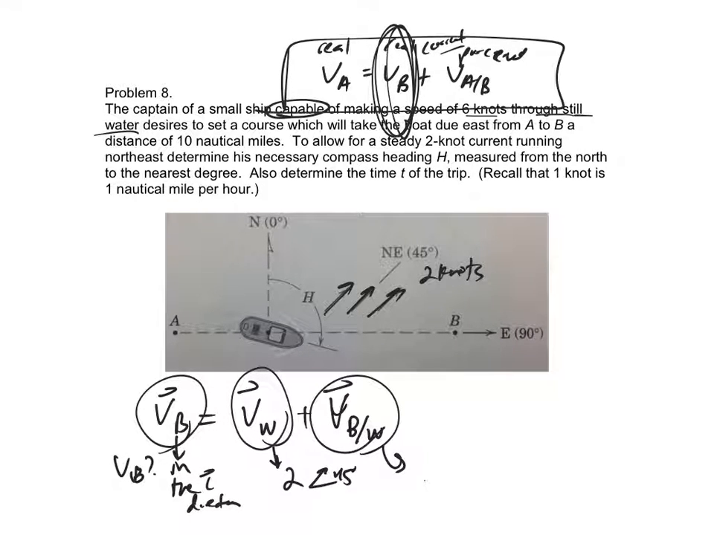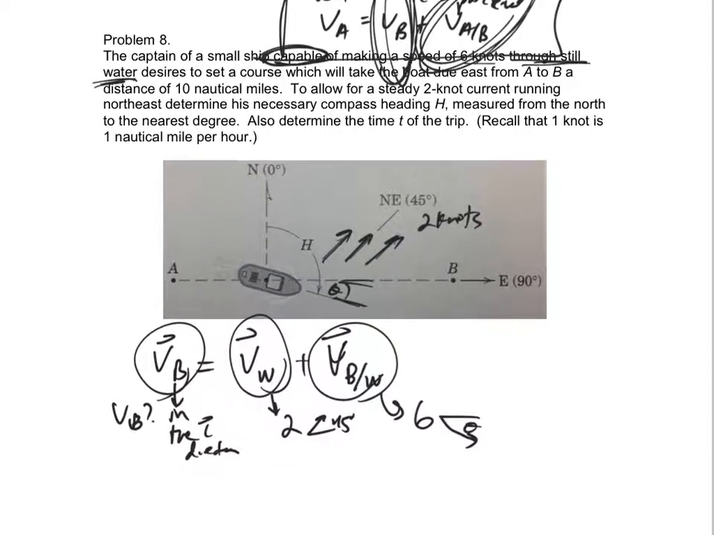V boat with respect to water. Going back up to a ship capable of making a speed of 6 knots through still water, that's not real, because we don't have still water. That's what he thinks it's capable of. So in this relative part of the problem, I do know its magnitude is 6, and its angle, that's what he thinks, his perceived, not what was really happening, is this heading H. Instead of that H, I'm going to measure below horizontal, so I'm going to say it's going at theta below horizontal.